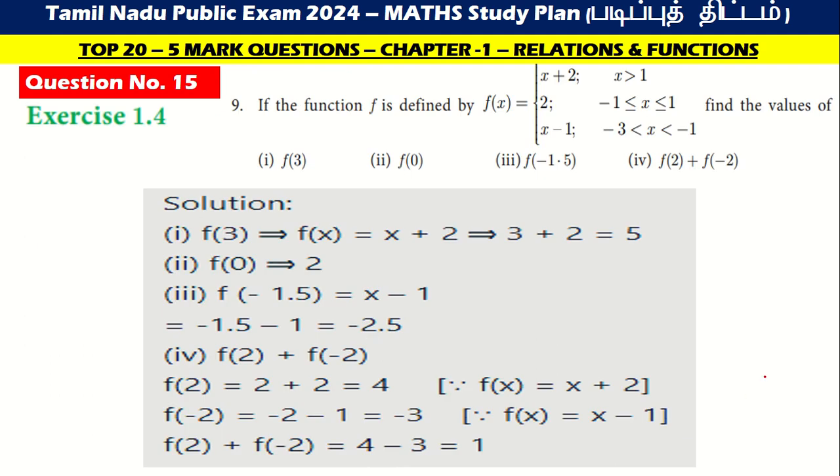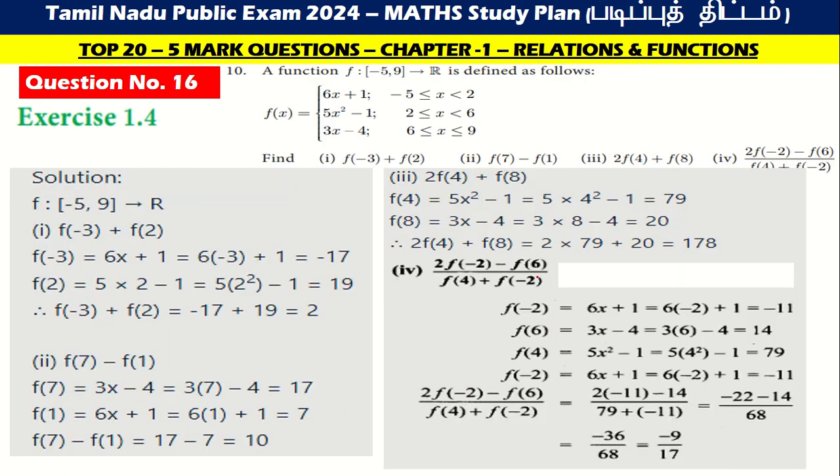x plus 2, 2x minus 1, x plus 2. Looking at where the value reaches, this value is greater than 1, so you put 3 plus 2 is equal to 5. f of 0 is equal to 2, and f of minus 1, substituting in x minus 1, gives 2 comma 2.5. The value of f of 2 is 2, and f of minus 2 is 2, so put together 4 minus 2 gives minus 3. Adding the two, you will get an answer of 1. Let us go to the next one.